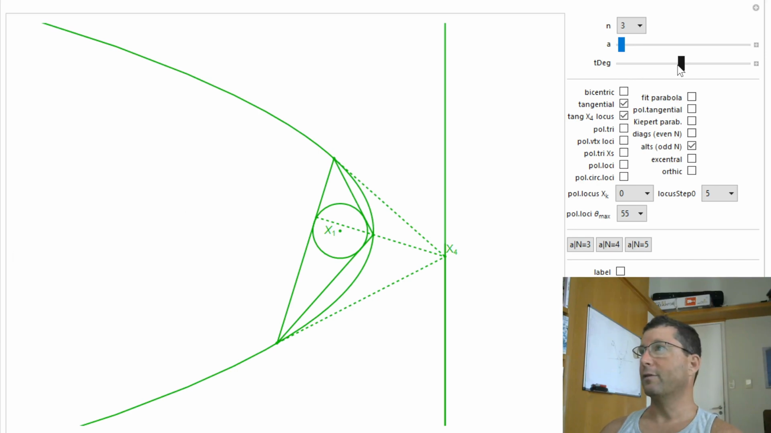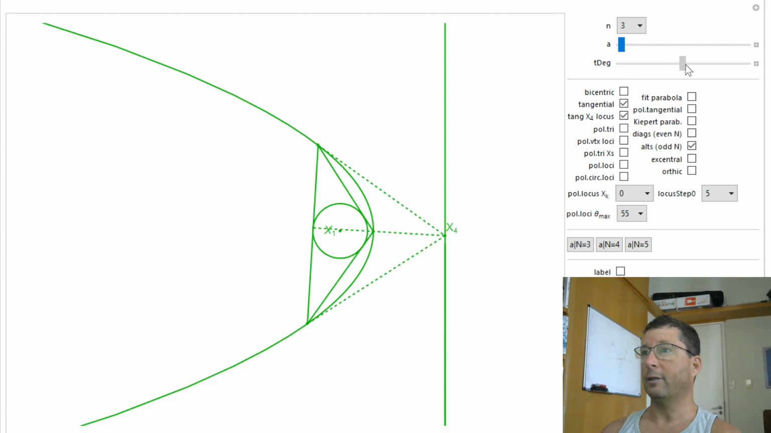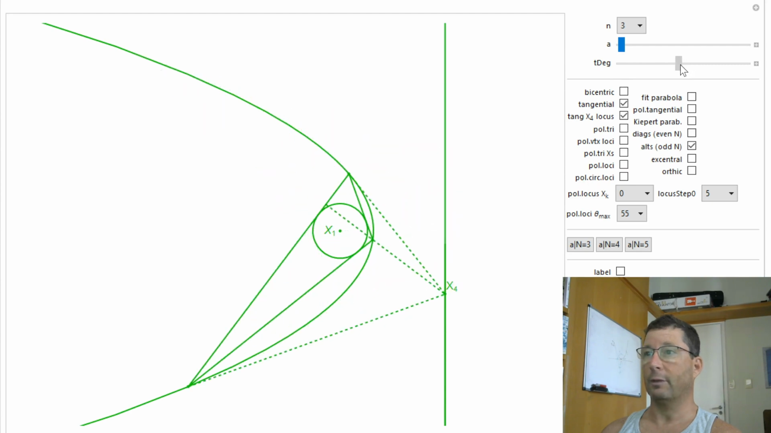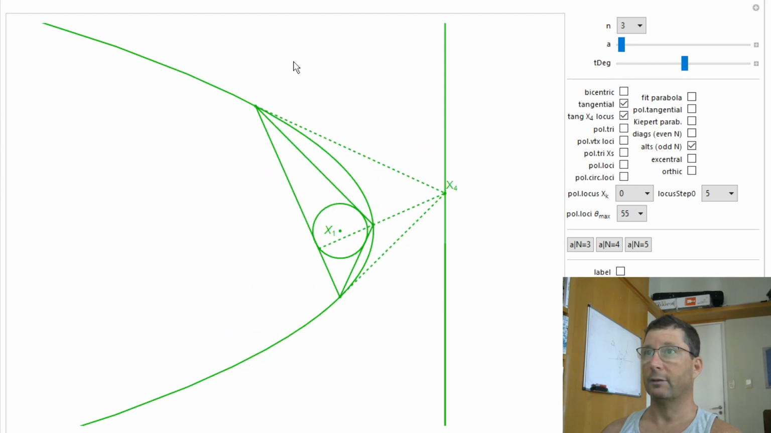Okay guys, so in the previous video I was talking about a family of triangles inscribed in a parabola, this green parabola here, and circumscribing a circle whose center is the focus of this parabola. So you can think of this object here as the circumparabola to this triangle whose focus is on X1.